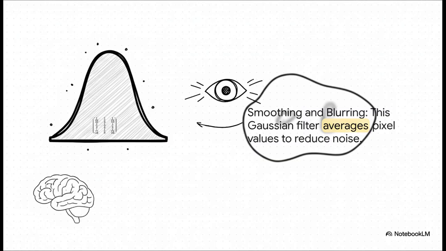And on the flip side, you've got a Gaussian filter, which is for smoothing or blurring an image. It works by averaging out the nearby pixel values, but it gives a little more weight to the pixels closer to the center. This is a fantastic way to reduce any random noise in an image before the main feature detection starts. It just helps to clean up the signal.